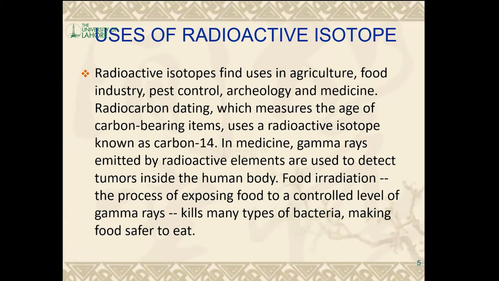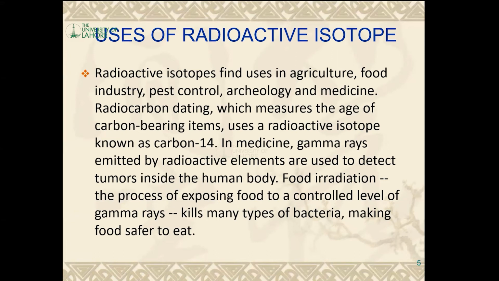Basically, our human body is carbon-bearing, and when we die, carbon remains. That carbon is basically an isotope, carbon 14, not carbon 12. As I told you, carbon has three isotopes: carbon 12, 13, 14. When we die, carbon 14 remains in our body. So using carbon 14 as a radioactive isotope, they detect how old that bone or mummy is by the carbon dating procedure. This is the most common example of a radioactive isotope.